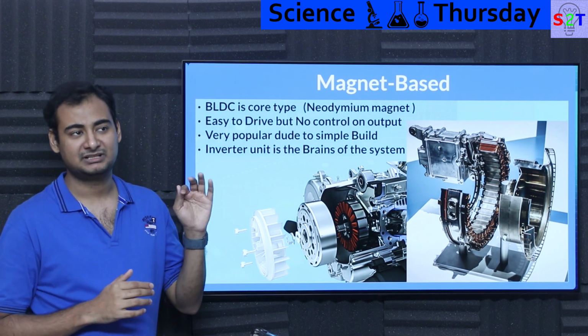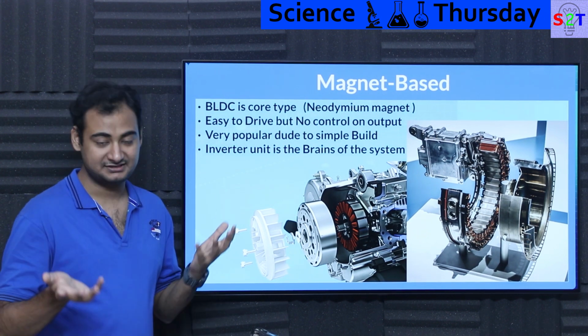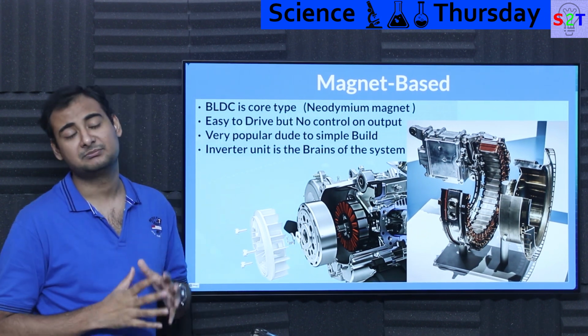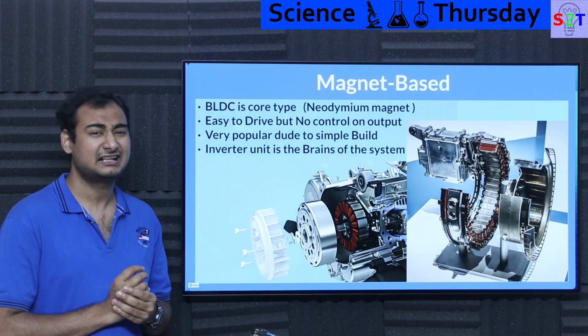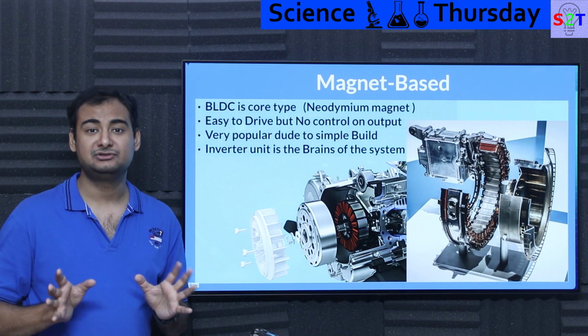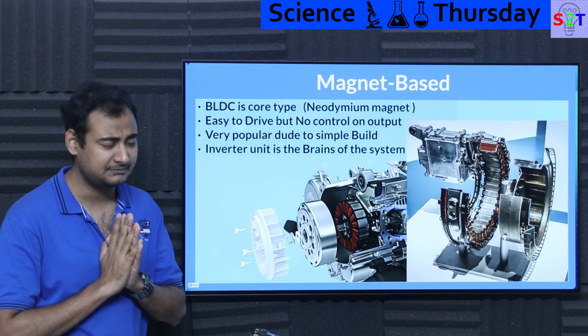So neodymium went from only a few hundred tons of production to a few billion tons recently. So inherently, a boatload of companies are putting a boatload of money into making this sort of magnet system. BLDC is rather simple to make. Now, it's super easy to drive. You do not have to have complex circuitry. As a motor or generator, it's surprisingly simple.